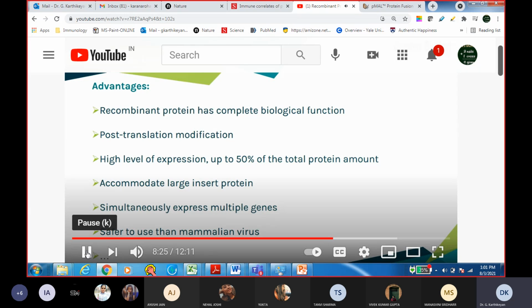The insect expression system is normally used for production of membrane proteins, although the glycosylations may be different from those found in vertebrates. In general, it is safer to use than mammalian viruses as it has a limited host range and does not infect vertebrates without modifications.